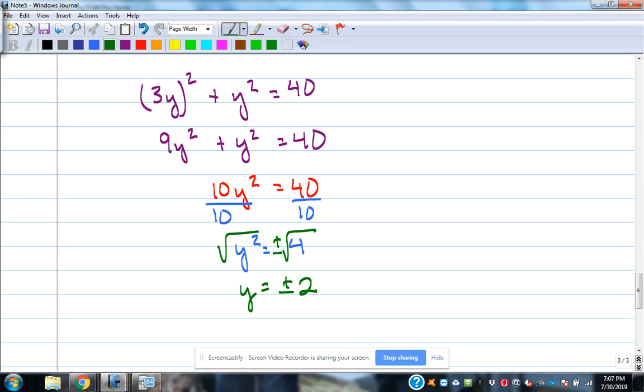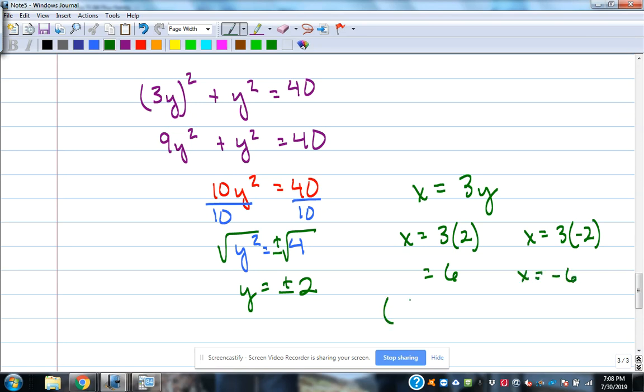Those are both of the y values. The problem says x is equal to 3y, so all I've got to do is plug those in. 3 times positive 2 would be 6. 3 times negative 2 is negative 6. So we get the ordered pairs (6, 2) and (-6, -2).